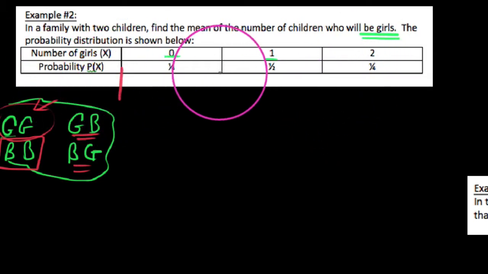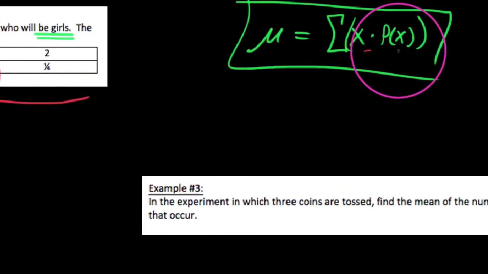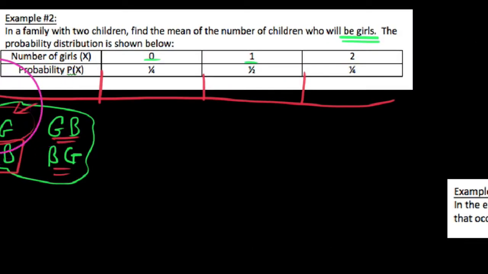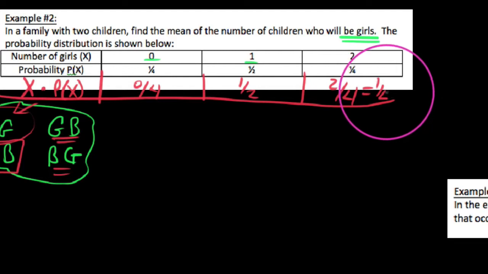What we're going to do is extend our table. We're going to add in this row down here, which is a space for us to calculate everything that can happen times the probability that it does happen. We'll label this x times the respective likelihood that x actually happens. So 0 times 1/4 is 0/4, 1 times a half is 1/2, and 2 times 1/4 is 2/4, which is the same thing as a half.